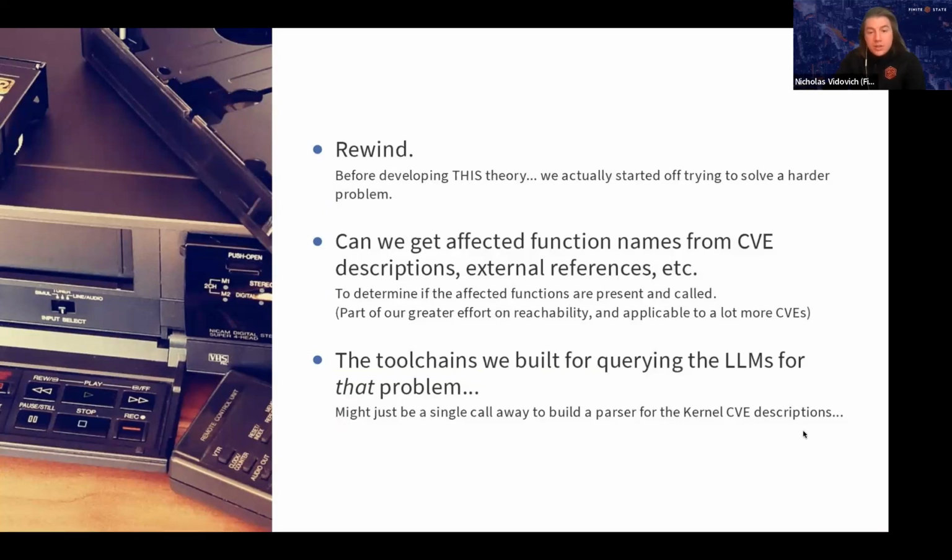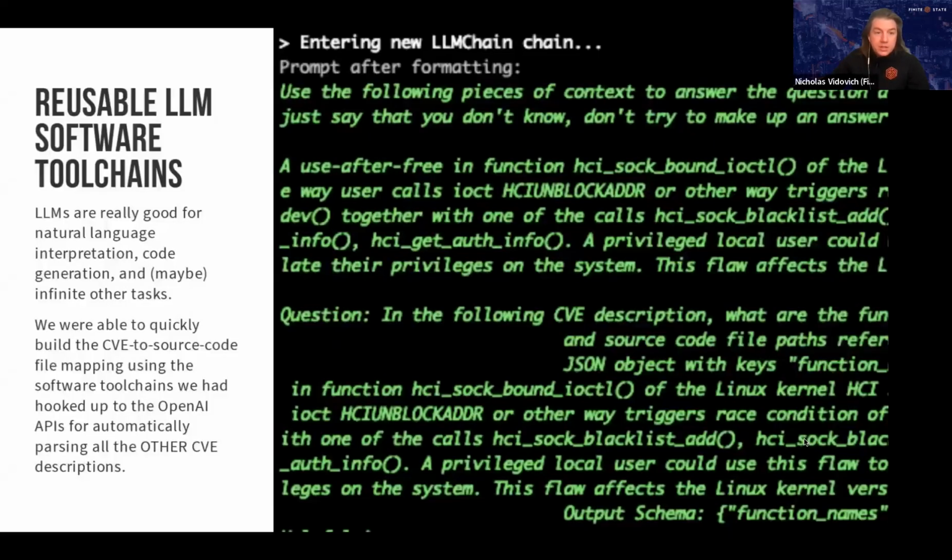So we have already started building out different tool chains, and these are actual software tool chains, so not just typing into the chat window in my browser, but writing code that can ingest a bunch of data from CVEs and descriptions and go out and make queries and ask the large language models to fill in some of the blanks or to answer specific questions. In some cases, it might just be a single call away to one of these large language models to build a more complex analyzer or parser, because they are very good at natural language and those sorts of interpretations.